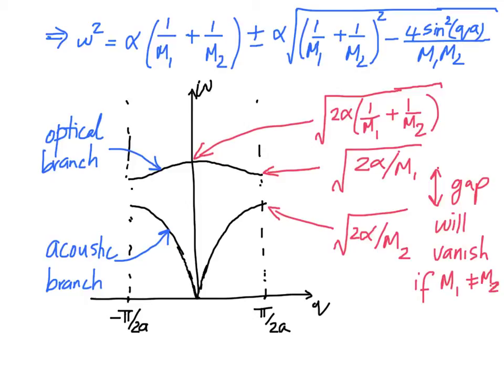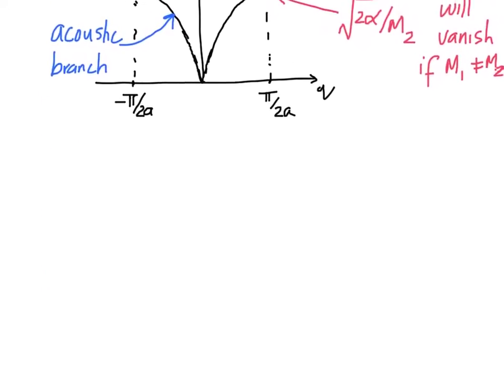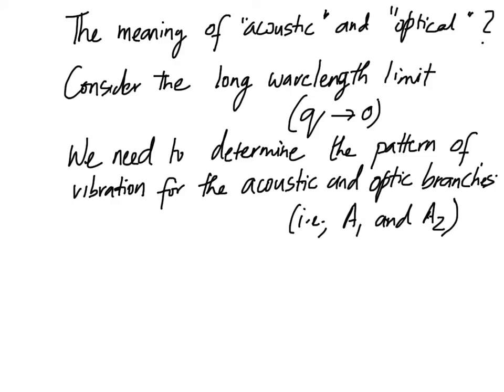Now, why are these two branches called acoustic and optical? In order to understand that, we need to consider the long wavelength limit. We need to visualize the pattern of vibration of the atoms in our lattice. So the names actually have their origins in the nature of the patterns of vibration, essentially. So we are going to try to do that. Let me again make myself a little more room. So here are some thoughts. We would like to understand the meaning of the acoustic and the optical nomenclature.